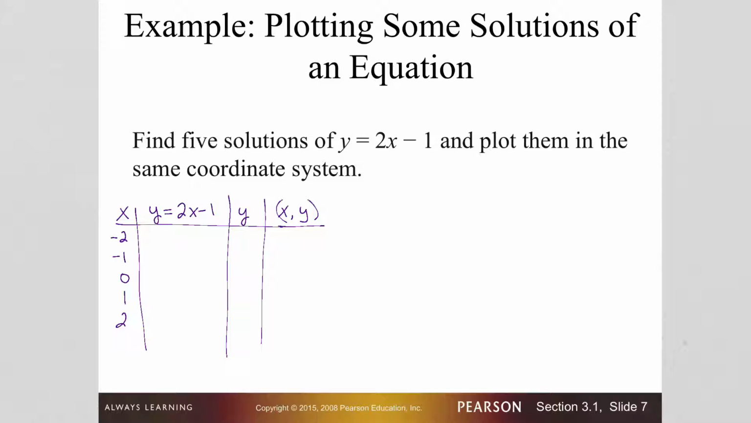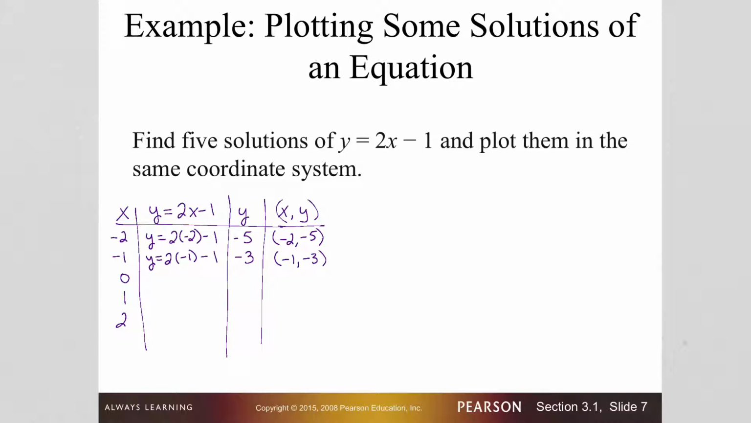So now I'm going to put -2 wherever I see x. So y is equal to 2 times -2 minus 1. 2 times -2 is -4. Negative 4 minus 1 is negative 5. So we have an ordered pair at (-2, -5). Now I'm going to try negative 1. So y is equal to 2 times negative 1 minus 1. 2 times negative 1 is negative 2. Negative 2 minus 1 is negative 3.